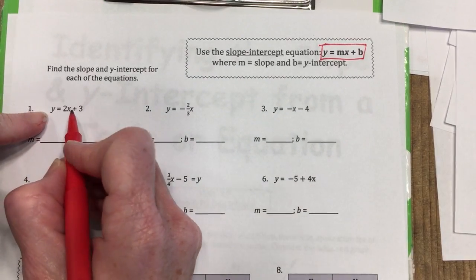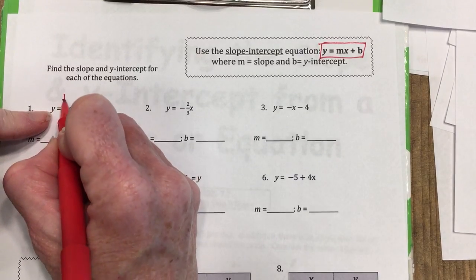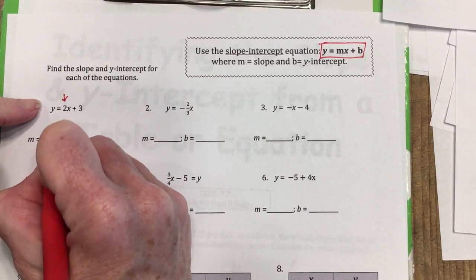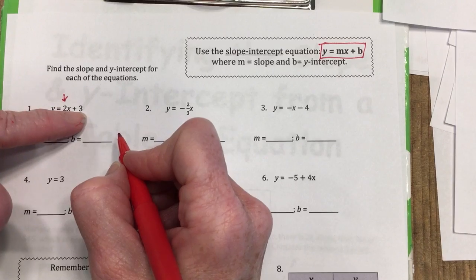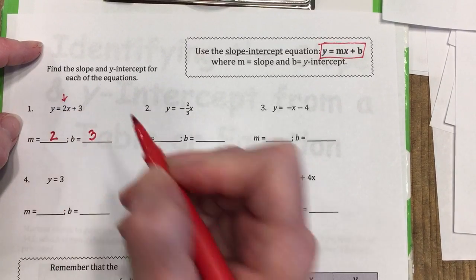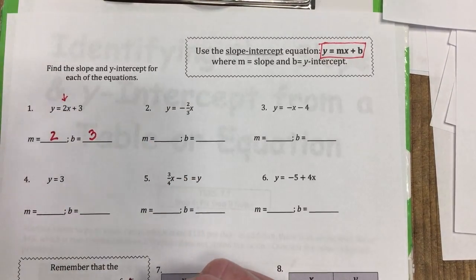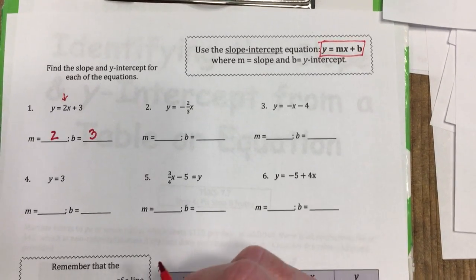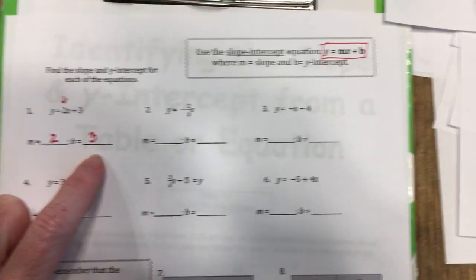In this form, mx plus b, m is what's in front of the x, so that would be the 2. b is the plus part, plus what? Plus 3, so b is 3. So the slope is 2, and the y-intercept is 3.